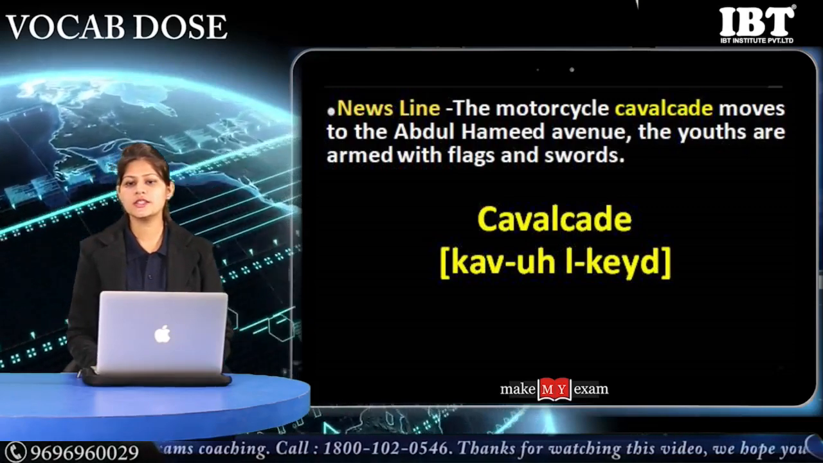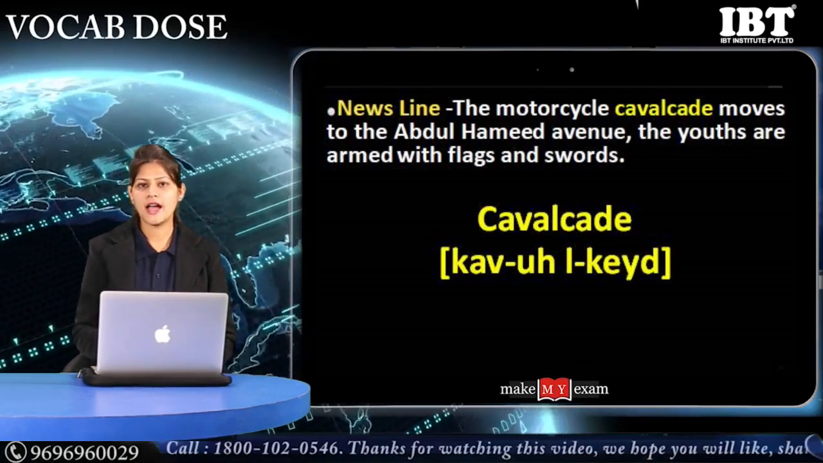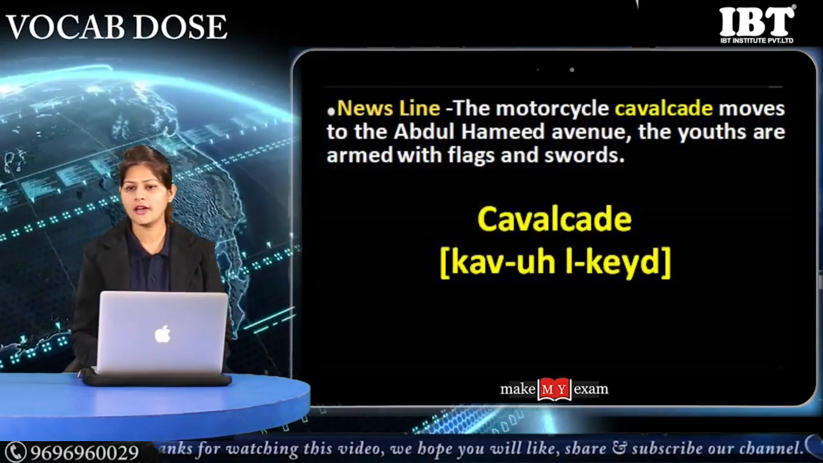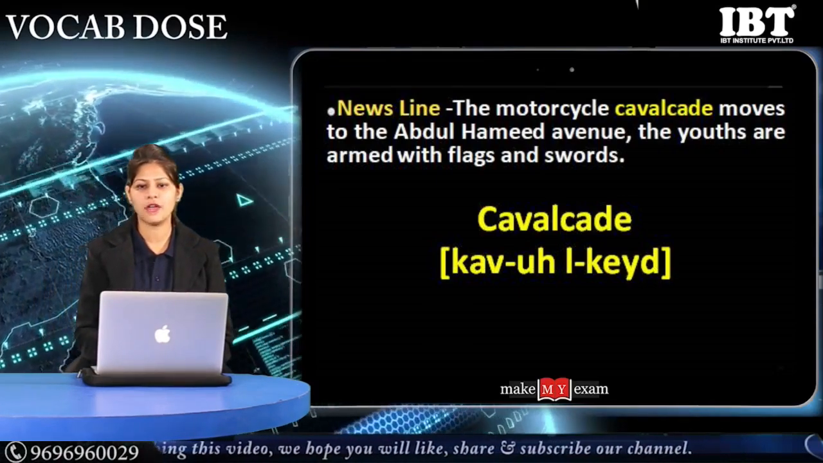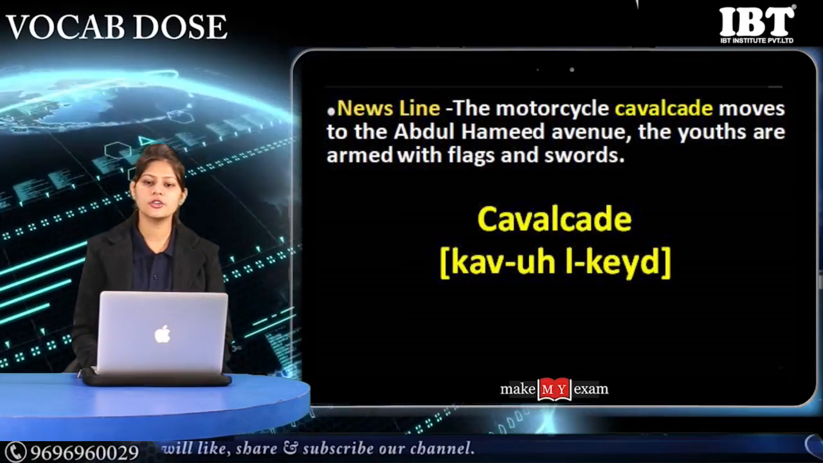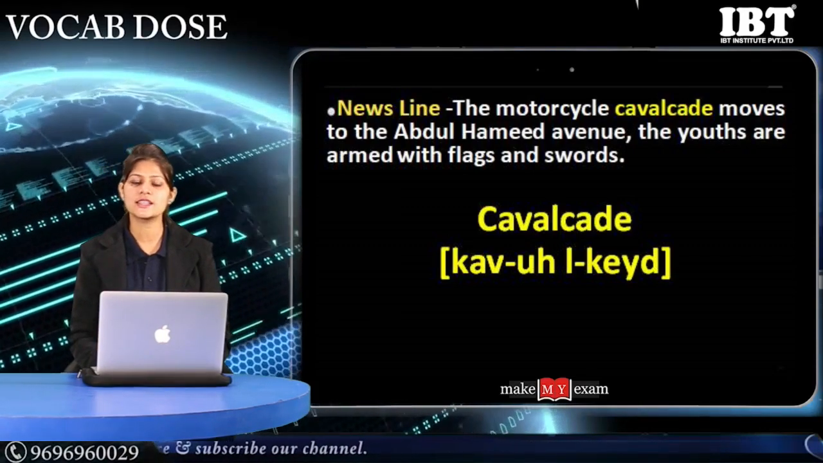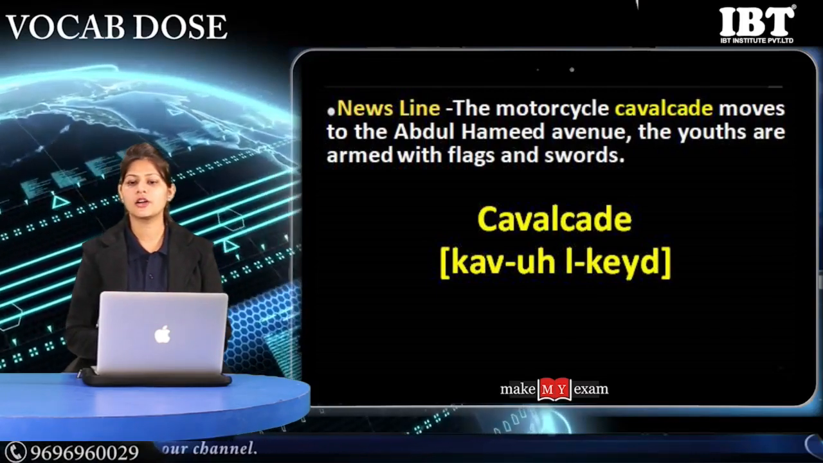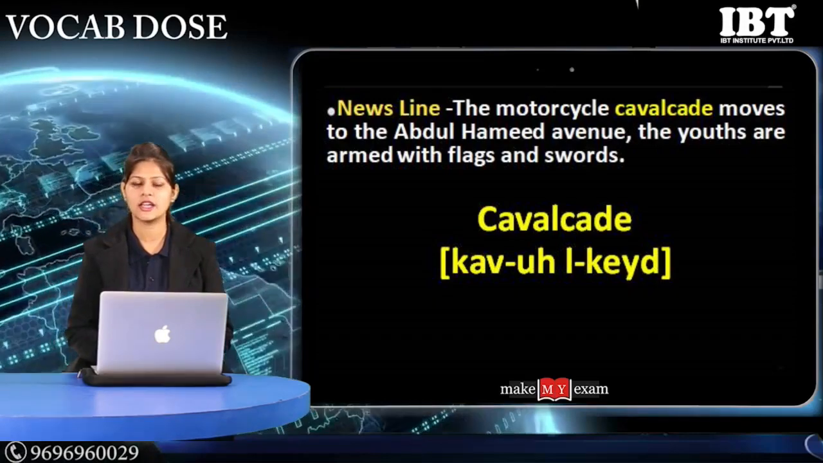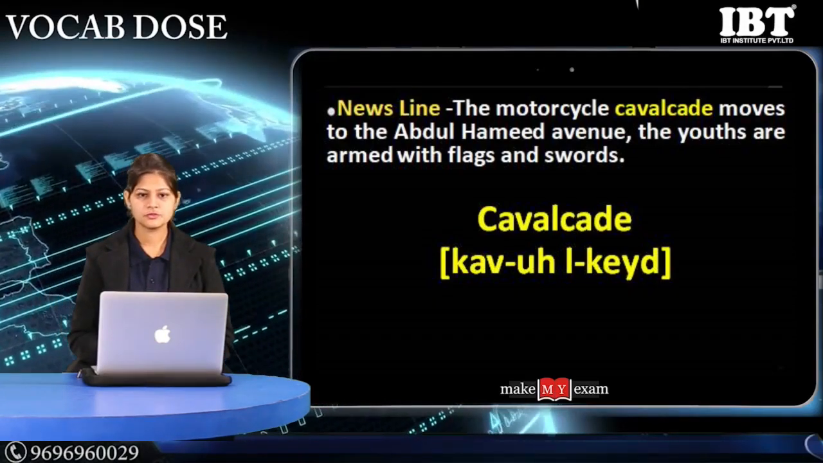Okay, the next word is: the motorcycle cavalcade moves to Abdul Hamid Avenue. The youths are armed with the flags and swords, right? So the word that we have chosen from this news line is cavalcade. So you people are required to give me the meaning, synonym and antonym for this word cavalcade in the comment section.